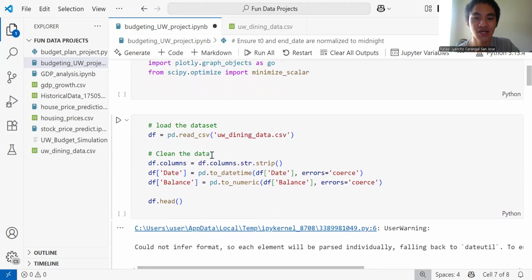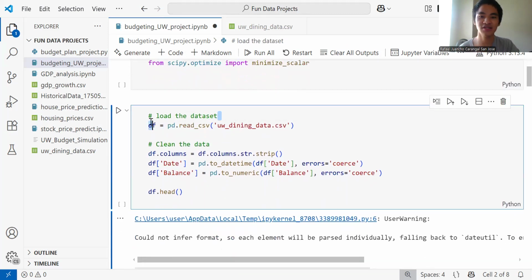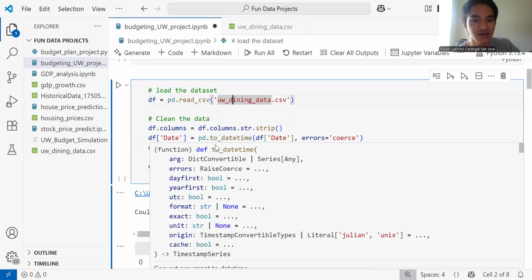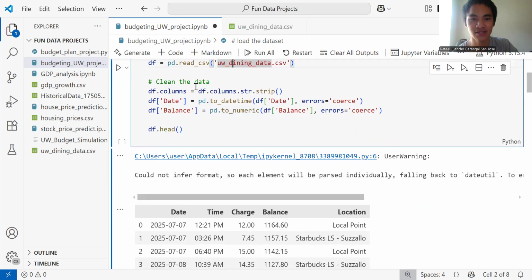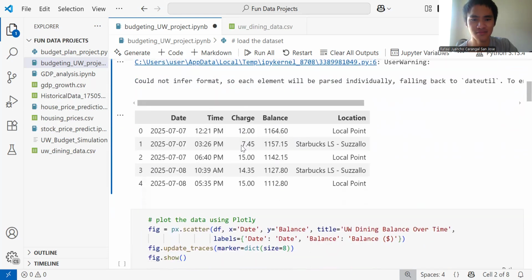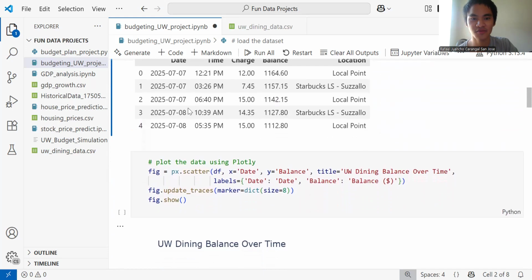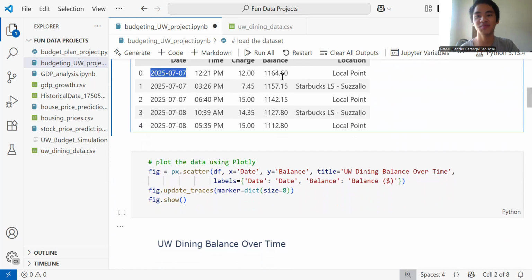Here, I just imported libraries. This is where I loaded the data. I got it from a CSV file, from my own account. And then I cleaned the data. Here are the first couple of points. As you might notice, it tells me what date, what time, what the charge was, what my current balance is, and where I spent it at my university.